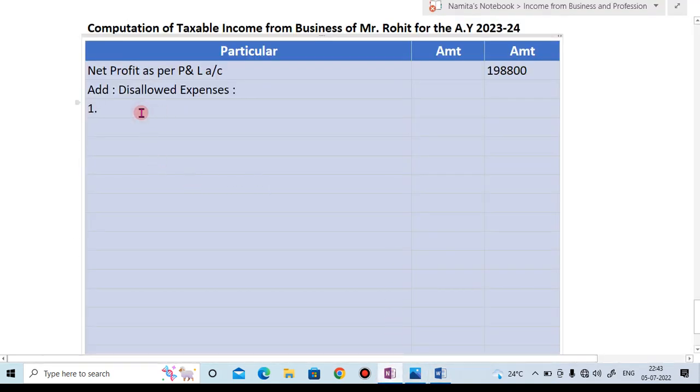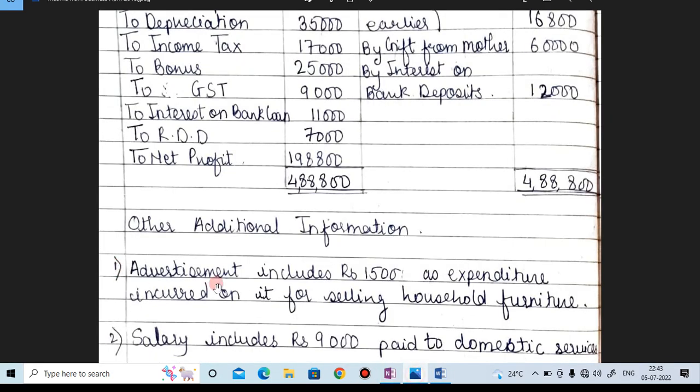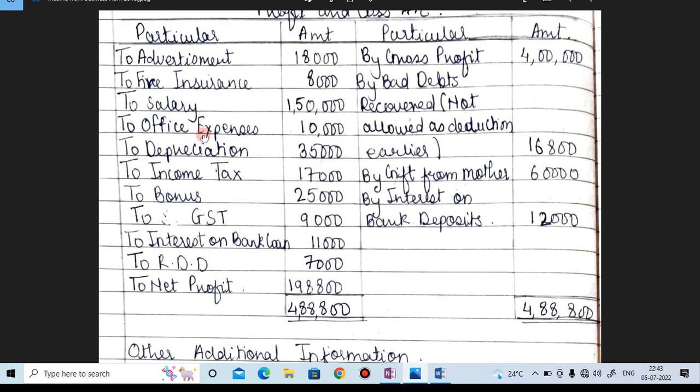So first is advertisement, in bracket, selling of household furniture, $1,500. Clear? 1,500 is a disallowed expense.